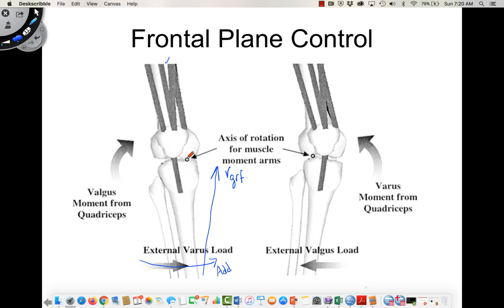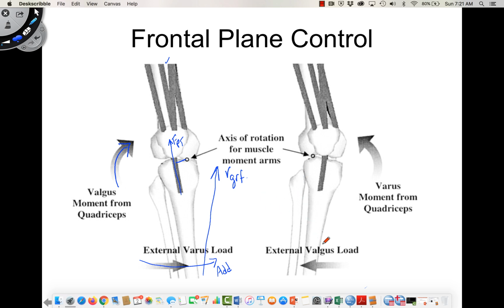And that adduction moment causes the axis point to be at the medial tibial plateau and the contact with the medial femoral condyle. So the patella tendon force, which is shown here, from the quadriceps is now lateral to the axis point, and so it causes an internal valgus moment, contributing to stability at the knee or closing of the lateral side of the joint between the lateral tibial condyle and the lateral femoral condyle.